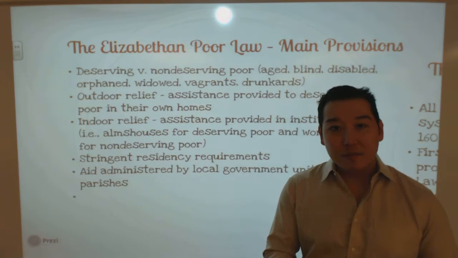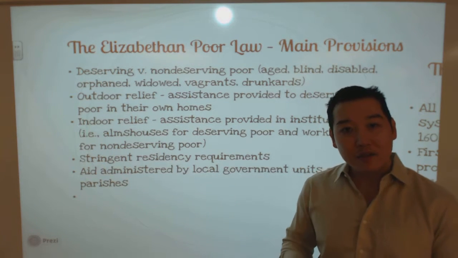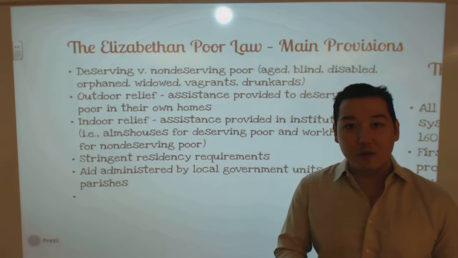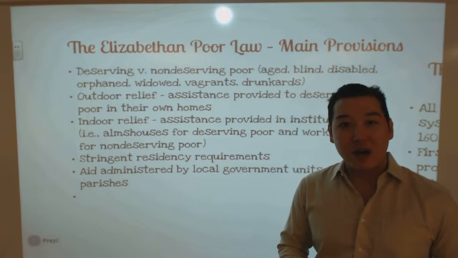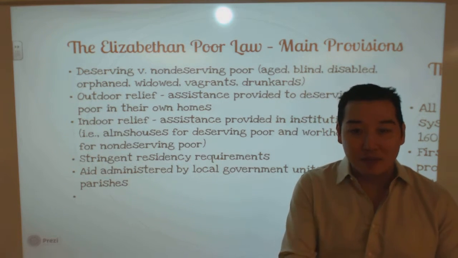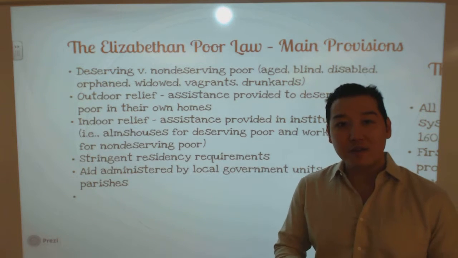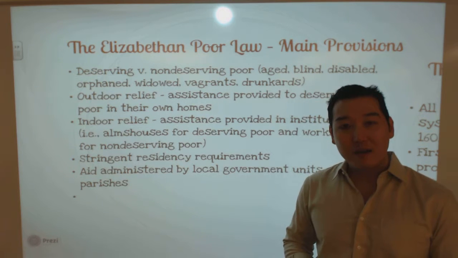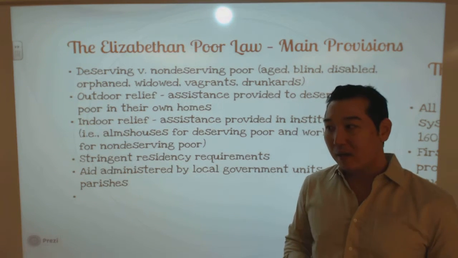For the deserving poor, we have one form of relief, and for the undeserving poor, we have a different form of relief. For the deserving poor, we would send them to almshouses, where we would provide our alms or givings. For the undeserving poor, we would send them to the workhouses or the poorhouses. This is sort of the precursor to our modern day prison system.